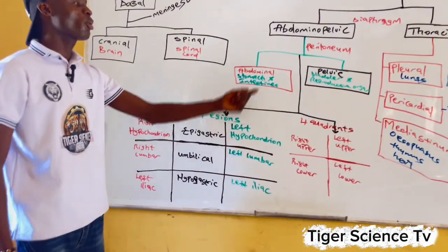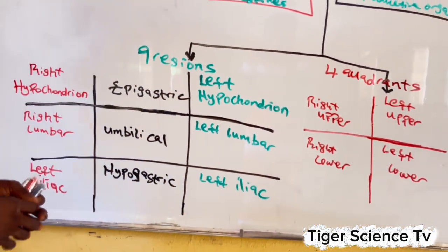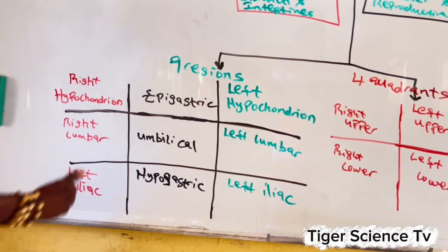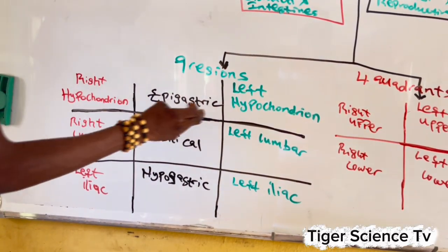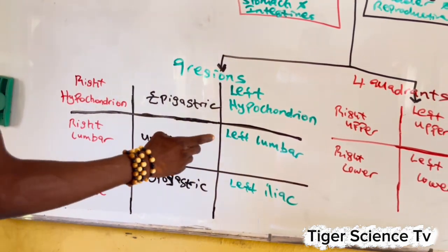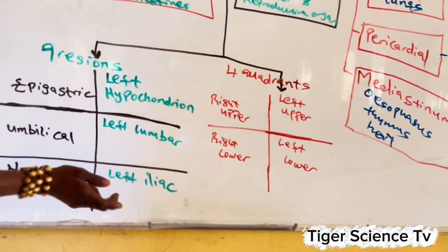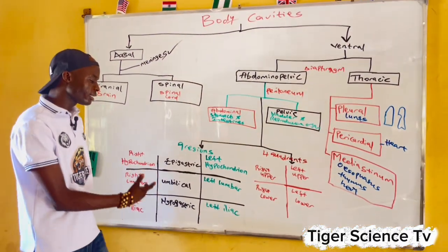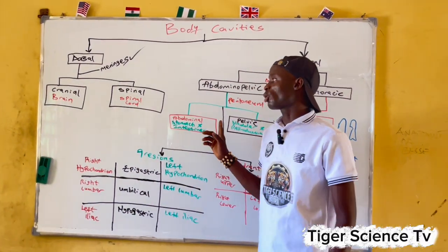We also have the abdominopelvic cavity subdivided into nine regions. So what are the regions it is subdivided into? We have the right hypochondrium, the epigastric region, the left hypochondrium. We have the right lumbar, the umbilical region, the left lumbar region, the right iliac region, the hypogastric region, and the left iliac region. Alright, these are the regions, and the four quadrants, that the abdominopelvic cavity is subdivided into.